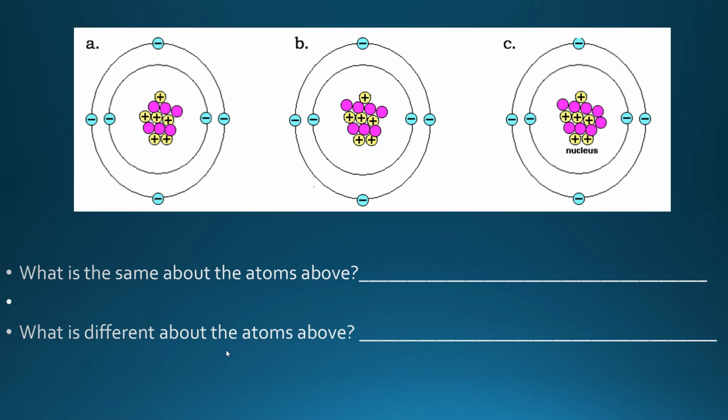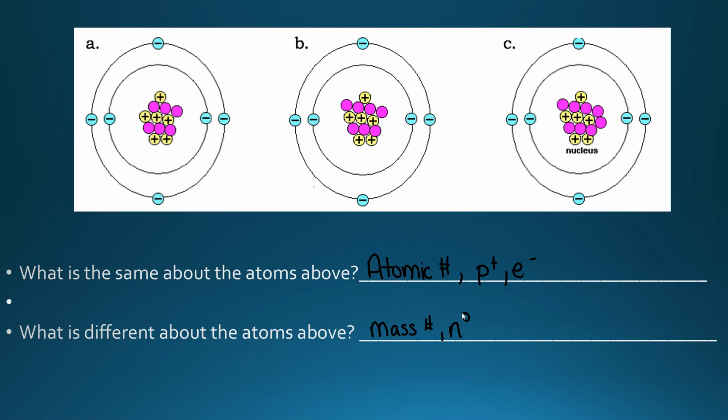So what's the same about them? Well, there are a lot of different things we can say. We can say that the atomic number, protons, and electrons are the same. What differs about them then? Their mass number is what's different, and that's because their neutrons vary.